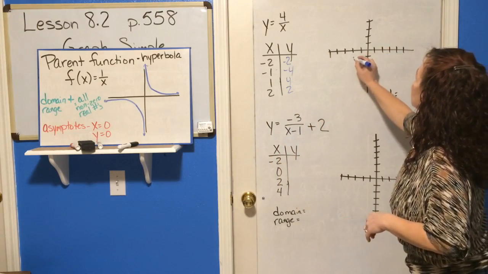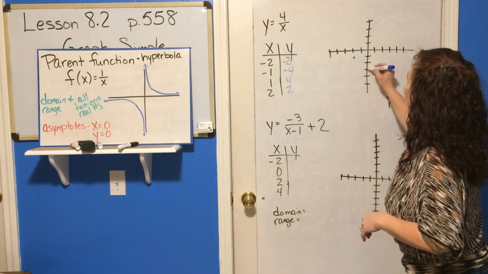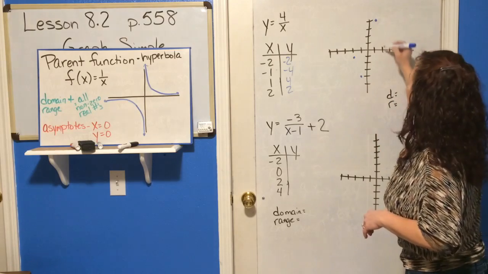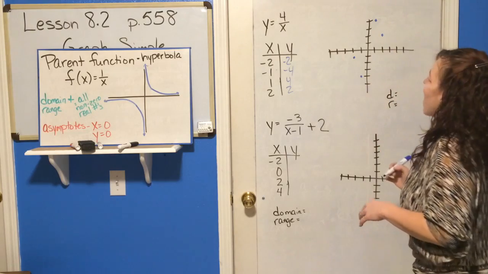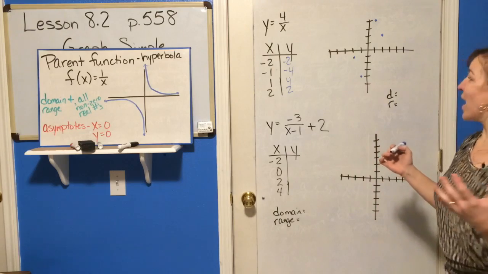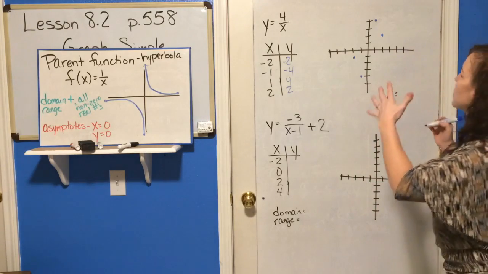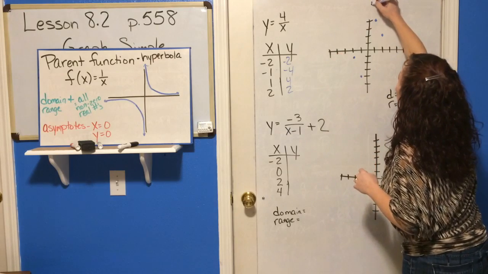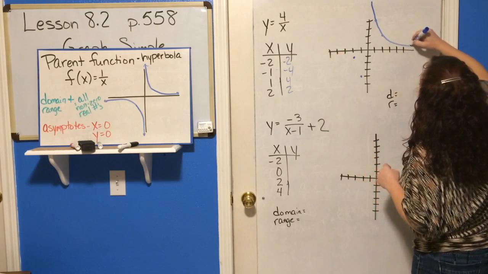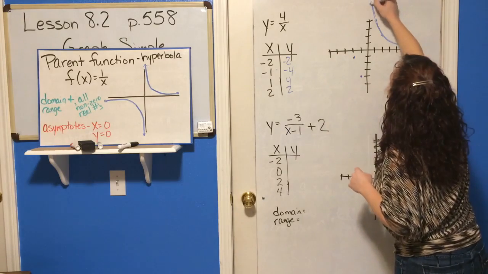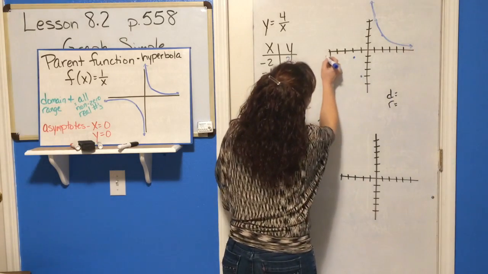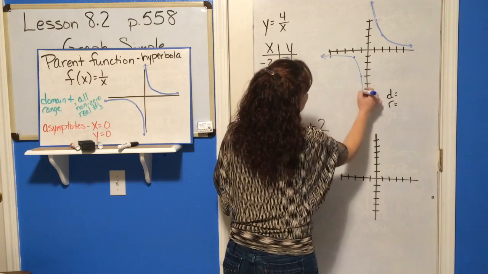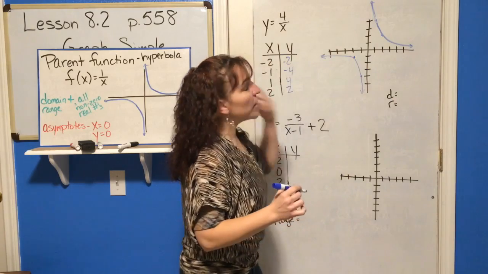Negative 2 is here. Negative 1, 2, 3, 4 is here. And 1, 4 is up here. And 2 is right here. And then if you want to plot some more points, you can. But because you know this is going to be a hyperbola that gets close to the axes, you can just draw it in. Oh, that one's not very smooth, but that's okay. And then this one goes, let's see which way, up or down. There we go. There's your hyperbola and you're done.